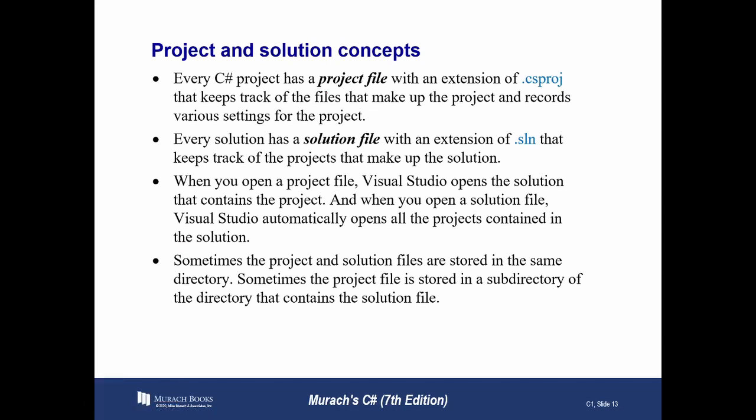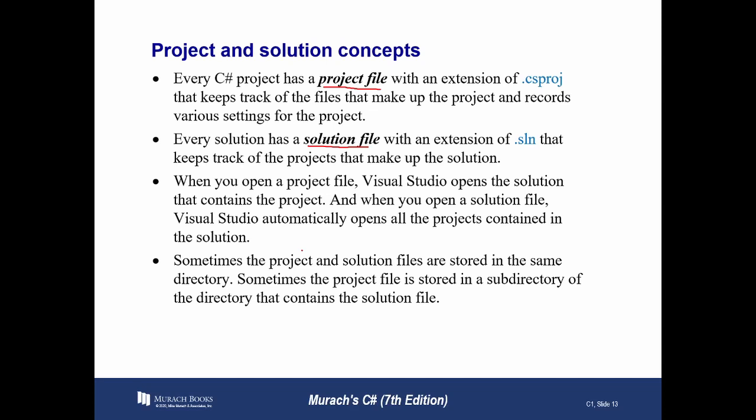So if I look at my project file, this has an extension of .csproj, so C# project. And it keeps track of the files that make up the project and records various settings for the project itself. There's also this solution file. Okay, and it has an extension of .sln, and that keeps track of the projects that make up the solution itself. So when you open a project file, Visual Studio opens the solution that contains the project. And when you open a solution file, Visual Studio automatically opens all the projects contained in that solution.